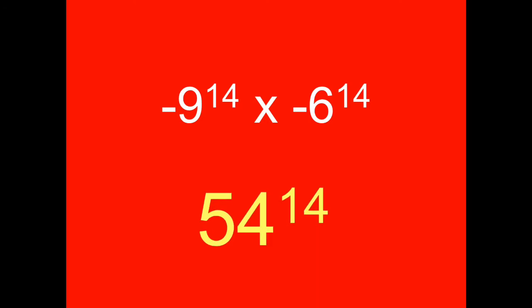All right, here we have another example. Exponents are the same, so we leave it. Negative 9 times negative 6 is positive 54 because the rule is when the signs are the same and you're multiplying, the answer is a positive.